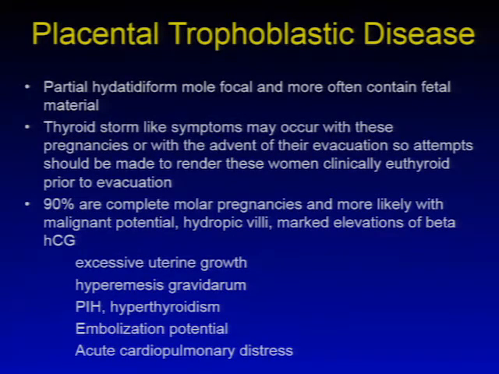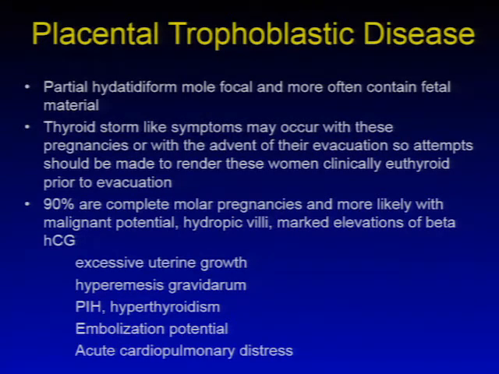Briefly, we're going to touch on placental trophoblastic disease. There are two types of molar pregnancies. There's the partial hydatidiform mole, which is more focal and often contains fetal material and less associated with systemic reaction.